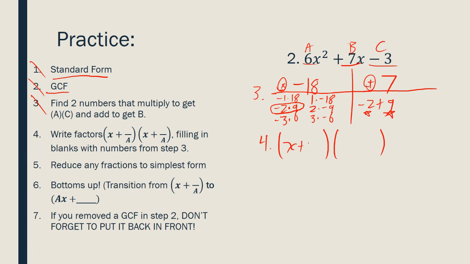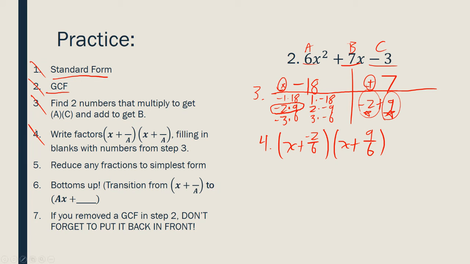x plus blank, x plus blank, where the denominator is A, in our case 6. x plus blank over 6, x plus blank over 6, where those blanks are filled by my golden numbers here, -2 and +9. Okay, so I've written my factors like that.